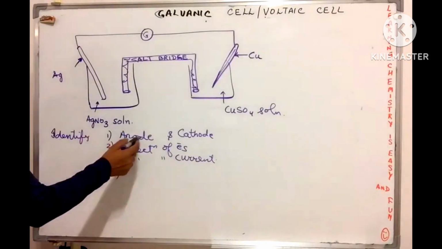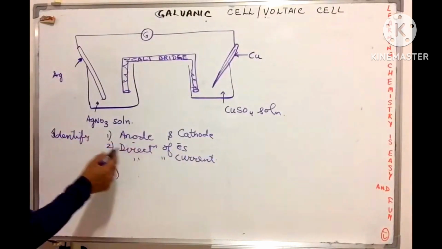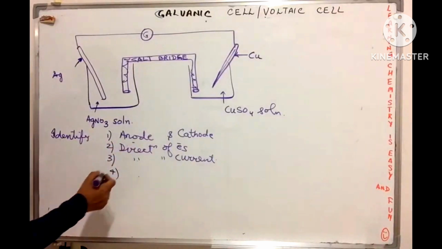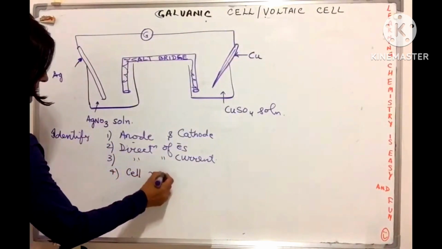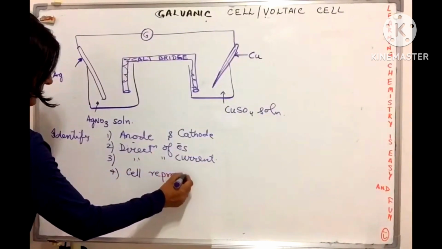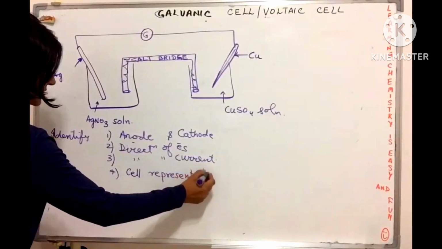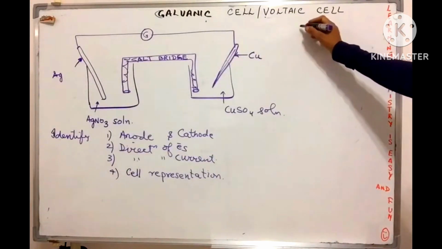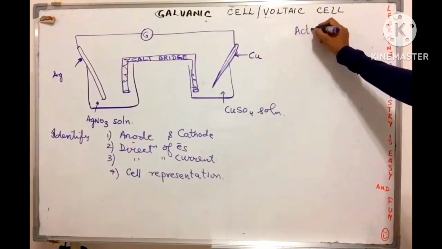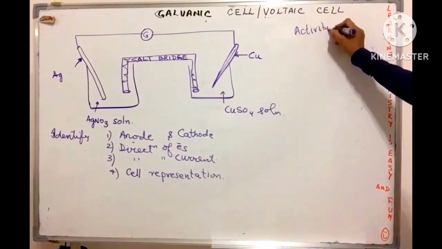So anode and cathode, direction of electrons, direction of conventional current, okay, and the last thing that you're going to do for me is to represent this cell. So you have to show me the cell representation. Try answering these questions based on, you know what you're going to base your answer on? What you have done in your last year is the activity series of metals.